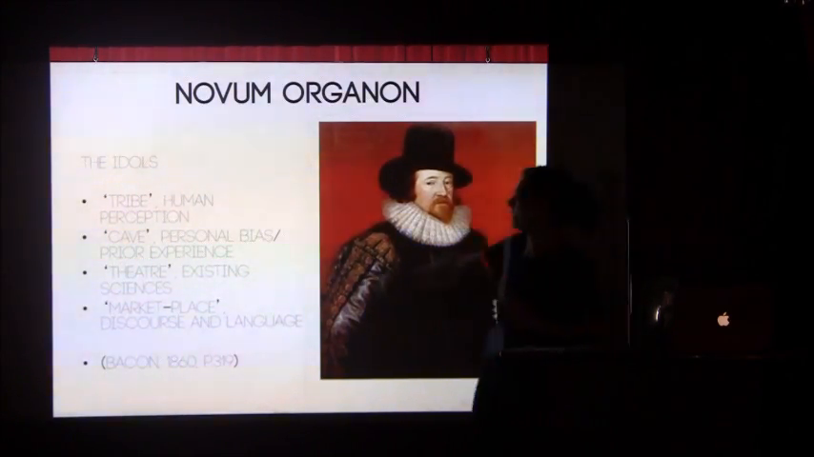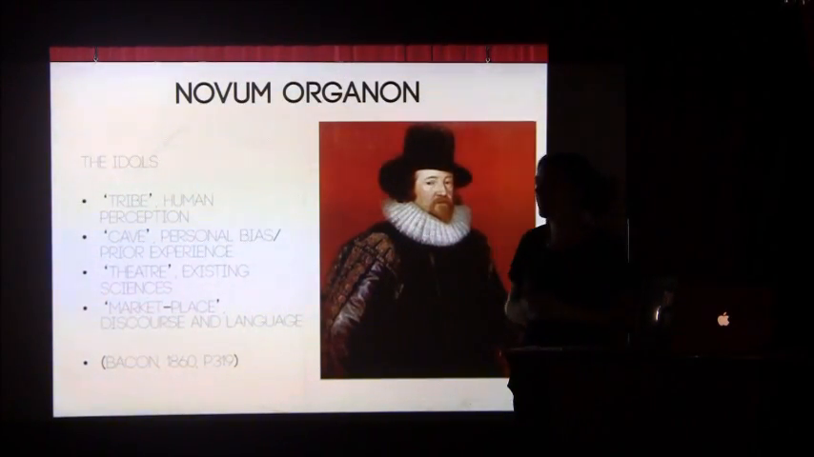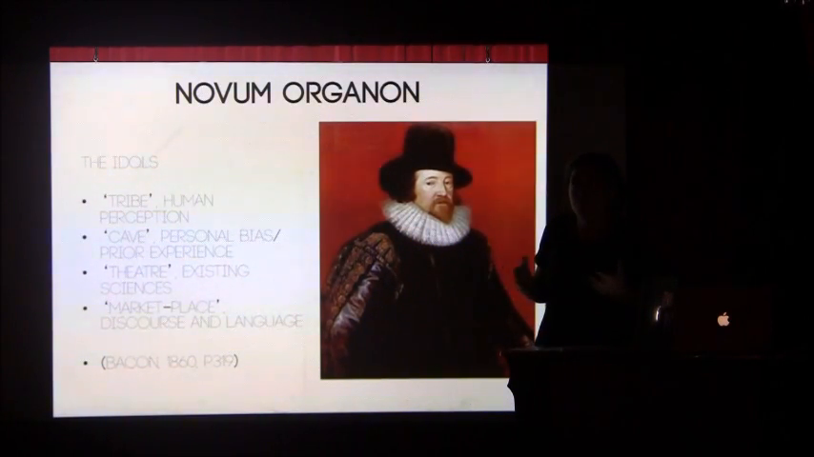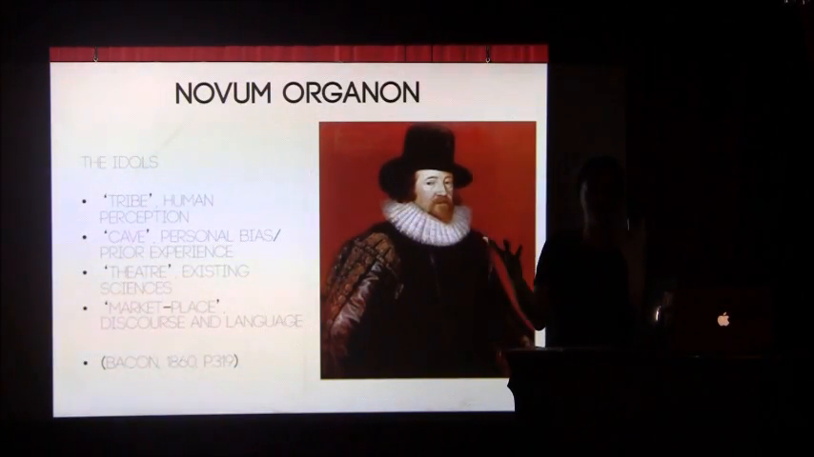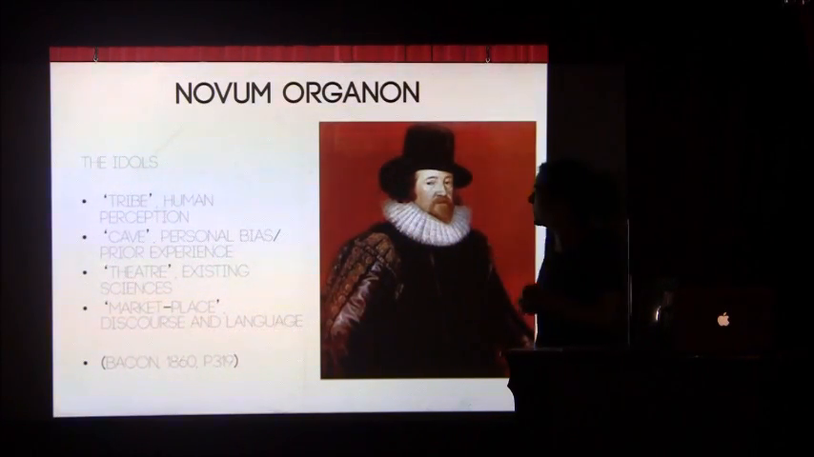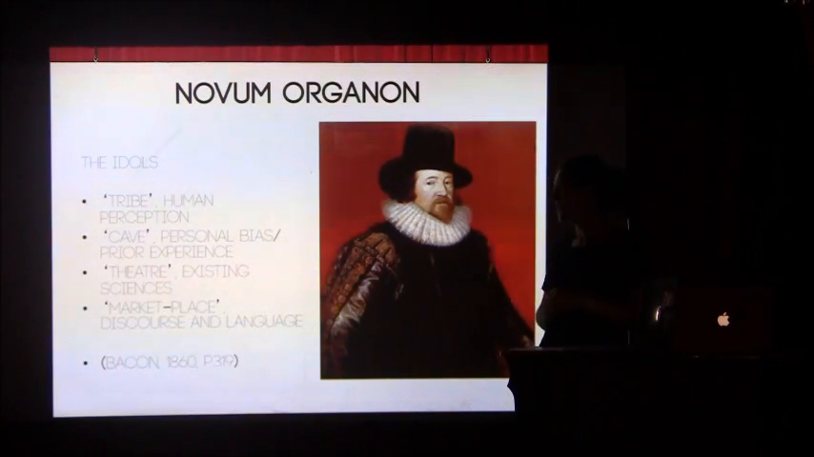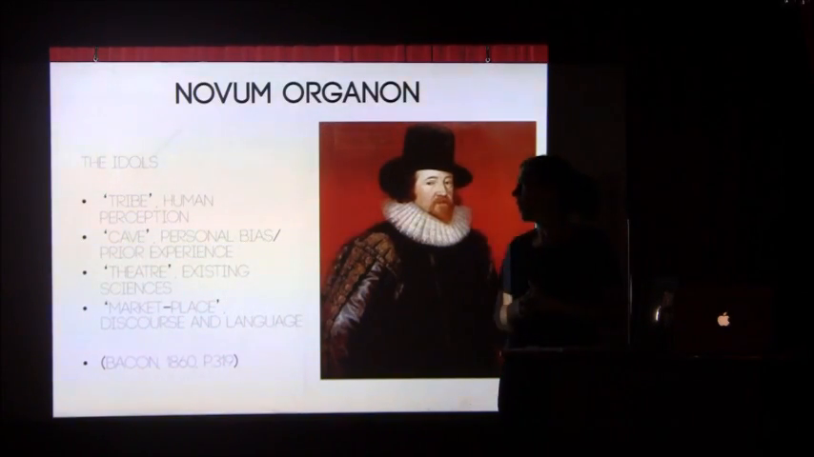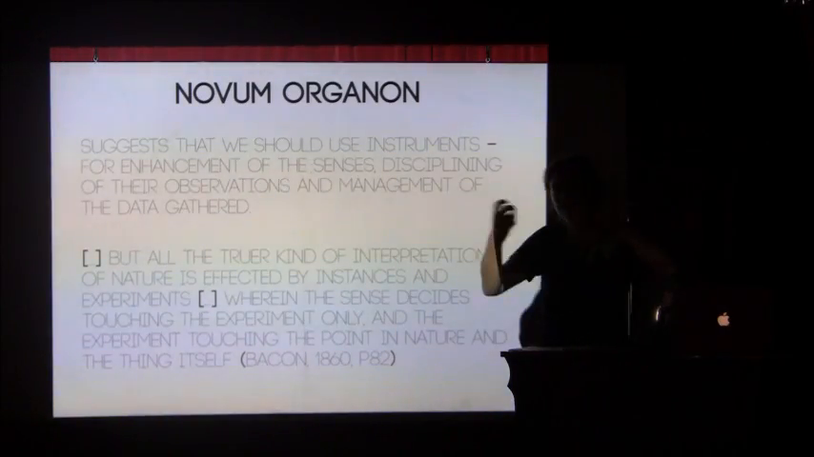So these are some of the list of idols, problems with human perception and human culture that cause us to be blind to the reality of the world out there. The tribe: our faulty eyes, our inability to see certain things or be distracted by things. The cave: our personal bias or prior experience. Theatre: the existing sciences, the sophistry of our inherited knowledge. And the marketplace: discourse and language. So he kind of picks these things apart.